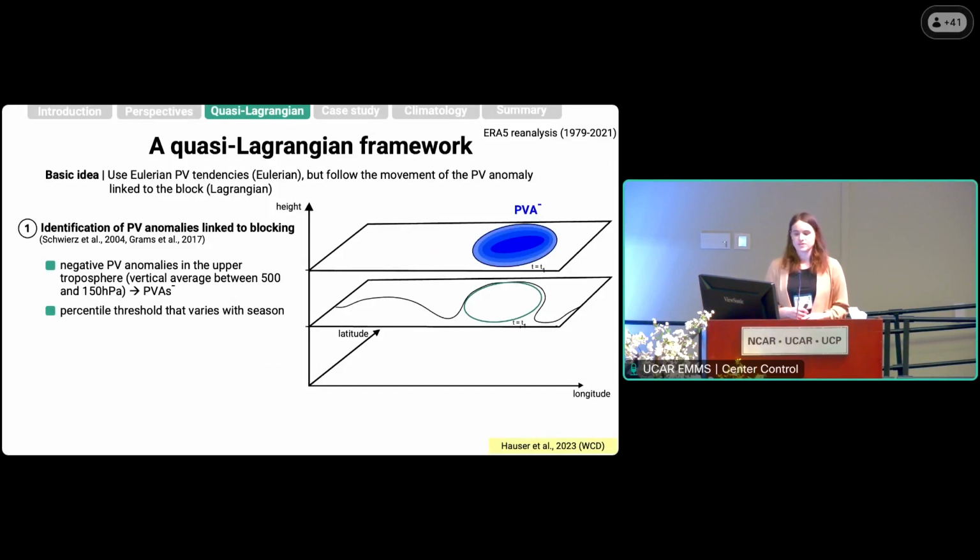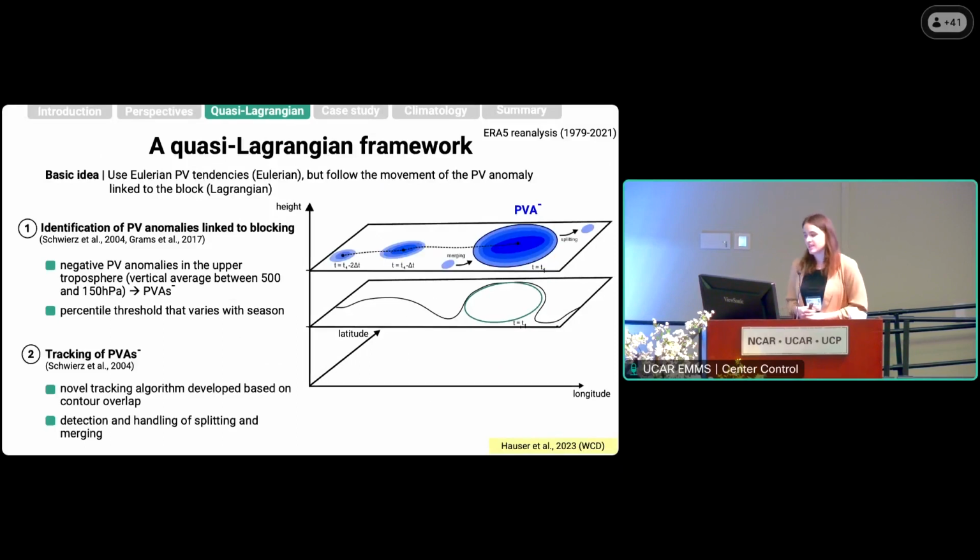And then we select a percentile threshold that varies with season, just to account for the strong anomalies in winter compared to summer. In the second step, we want to track these features, and therefore we use a novel tracking algorithm developed that is based on contour overlap. One specific part of it is that we can also detect and handle splitting and merging events, which is a common problem when we think about feature tracking.